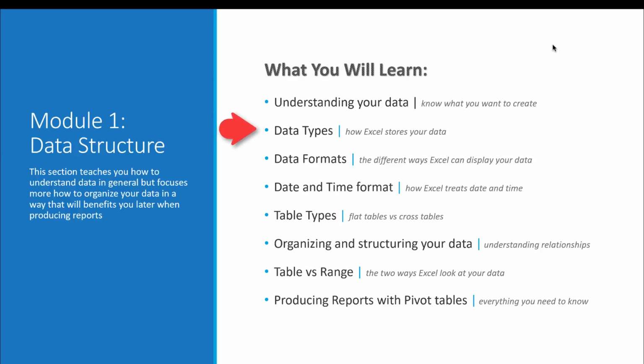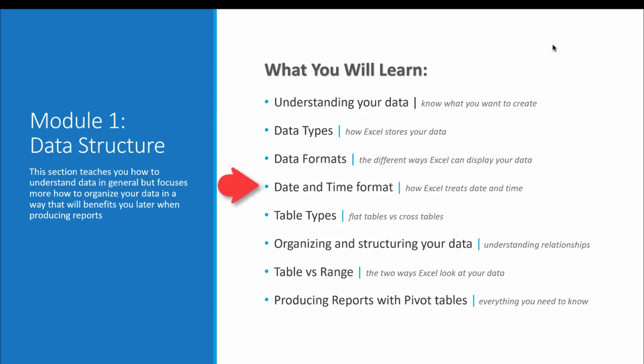Data types, we're going to look at how Excel stores data, in what way, okay? And then we're going to look at data formats, which is the different ways Excel can display your data, and those can be infinite. And then we're going to look at date and time format, because they are very important when you work with Excel. A lot of the data that we work with, we analyze sometimes, is related to date and time.